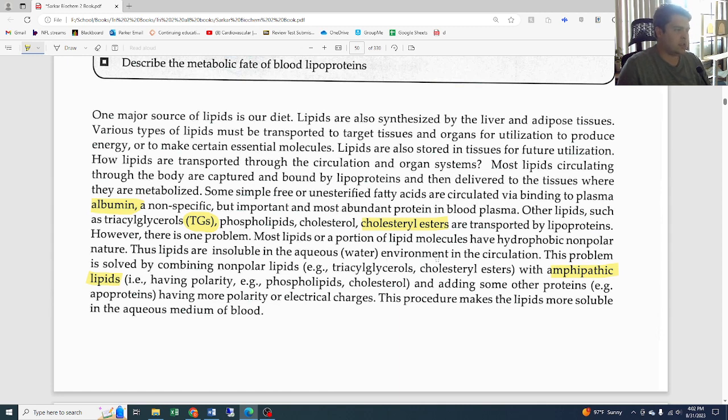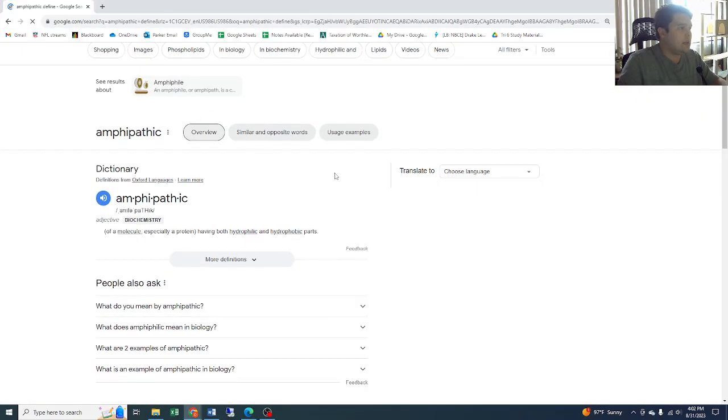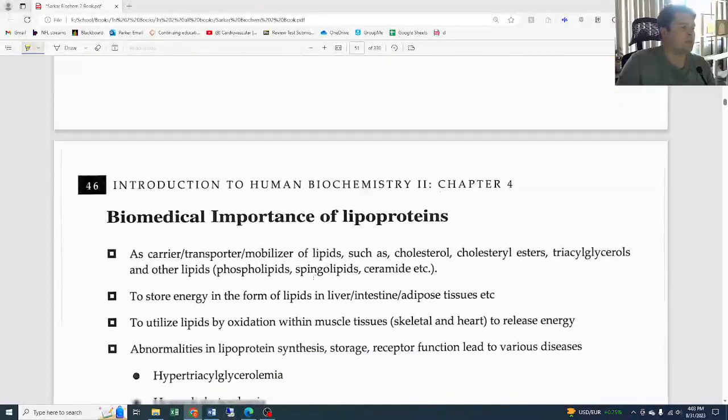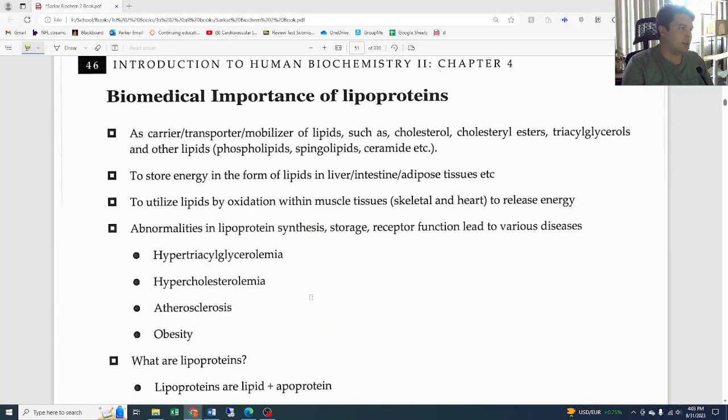So we're going to take those triacylglycerols and the cholesterol esters, and we're going to combine them together with the amphipathic lipids. Amphipathic is defined as having both hydrophilic and hydrophobic parts. So stuff like the phospholipids and the cholesterol have both hydrophilic and hydrophobic parts. So we combine the completely hydrophobic with the partially hydrophilic, in addition to some of the proteins, which then have different polarity and electrical charges to allow them to be aqueous, to be able to travel in the blood, which is primarily water.